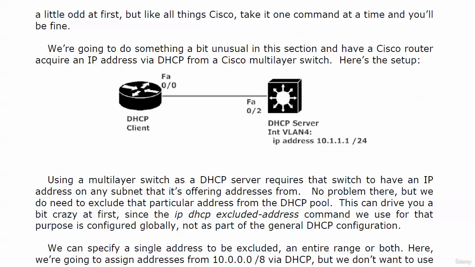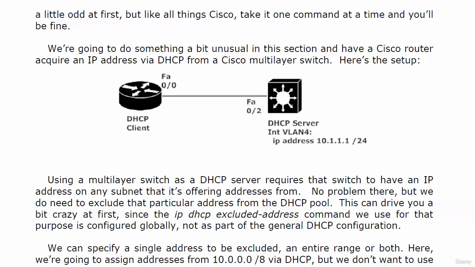And here's the setup. The client is going to need an address for its FastEthernet 0/0 interface. And that router is connected to the multilayer switch at FastEthernet 0/2, which is going to act as a DHCP server. And it's got interface VLAN 4 on it. That's where we're going to put that host, and it's the IP address 10.1.1.1/24. Now, using a multilayer switch as a DHCP server, there's one big requirement right away, and that is that it has to have an IP address on any subnet that it's offering addresses from. Makes perfect sense.